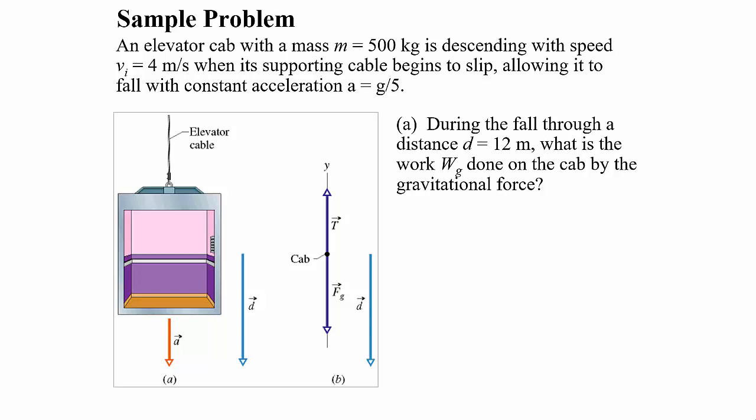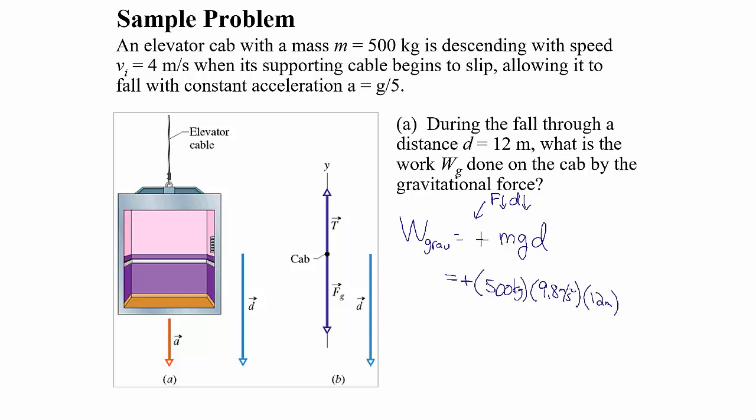As it falls down a vertical distance of 12 meters, we want to calculate the work done by the gravitational force. The work done by the force of gravity is going to be positive because the gravitational force is downward, it's moving downward, and it's the force of gravity mg times the vertical distance d. The force of gravity is 500 kilograms times 9.8 meters per second squared. The vertical distance is 12 meters. So the work done by the force of gravity is positive 58,800 joules. Again, that was 500 times 9.8 times 12, so 58,800 joules.